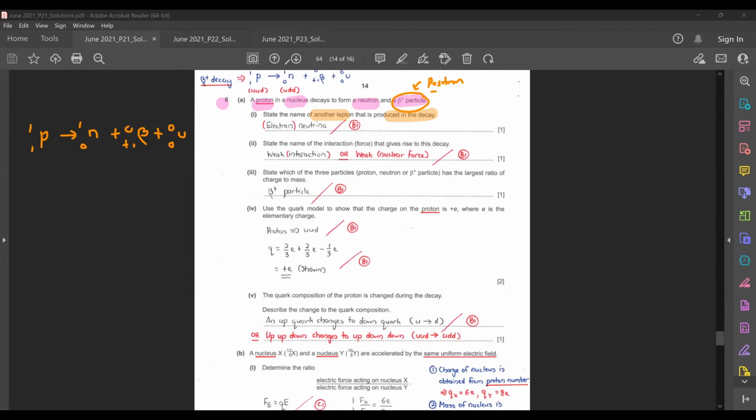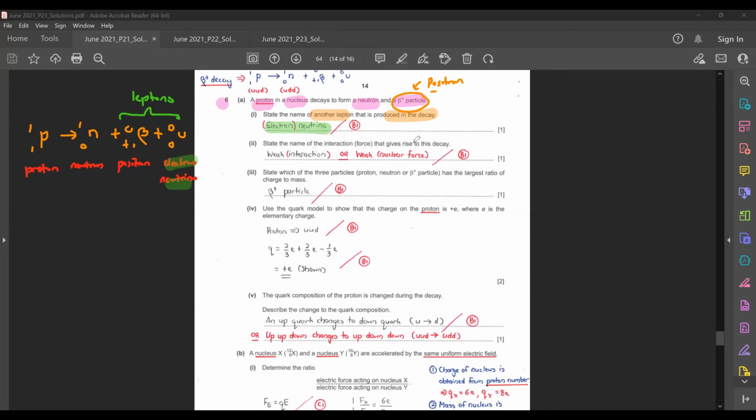All right. Then from here, this one we know is your positron. This one is your electron neutrino. This one is your neutron. This one is your proton. Okay. So these two are your leptons. Okay. So what's the name of the other lepton that's produced inside of decay? Is actually your electron neutrino, which is this one.